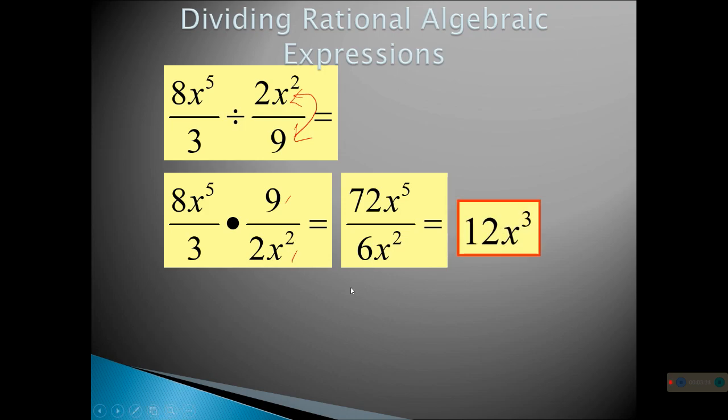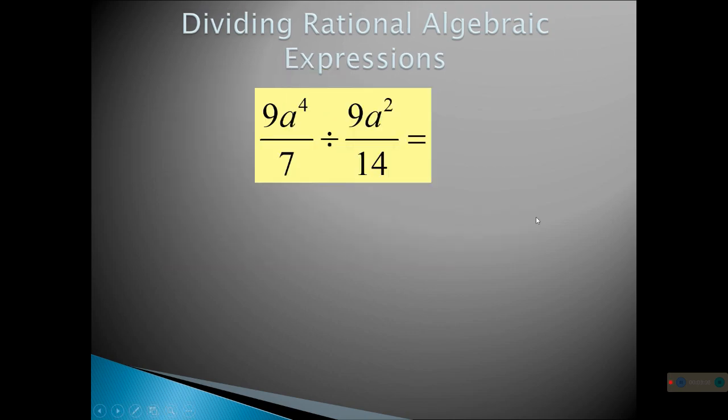Or you may also apply cancellation first. We have here 8 and 2, so this 2 will become 1 and this 8 will become 4. Then 3 and 9 have a common factor: 3 divided by 3 is 1 and 9 divided by 3 is 3. Then our variables x are the same, so x squared will become 1 and x to the 5th will be x cubed. Then multiply the numerator and denominator, then simplify the result. Still, you will get 12x cubed.